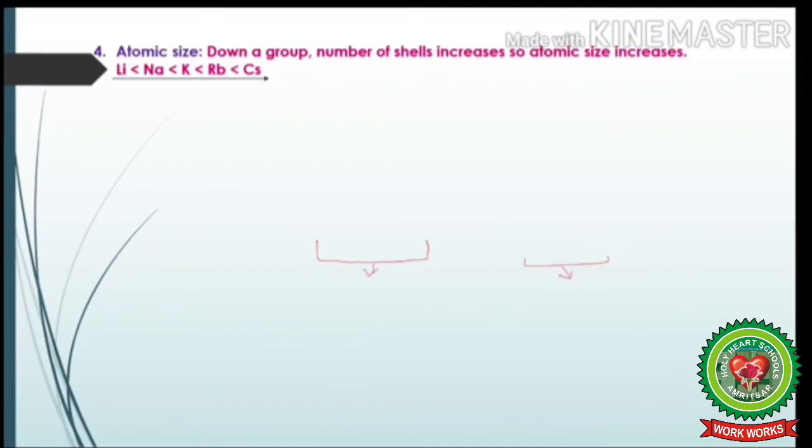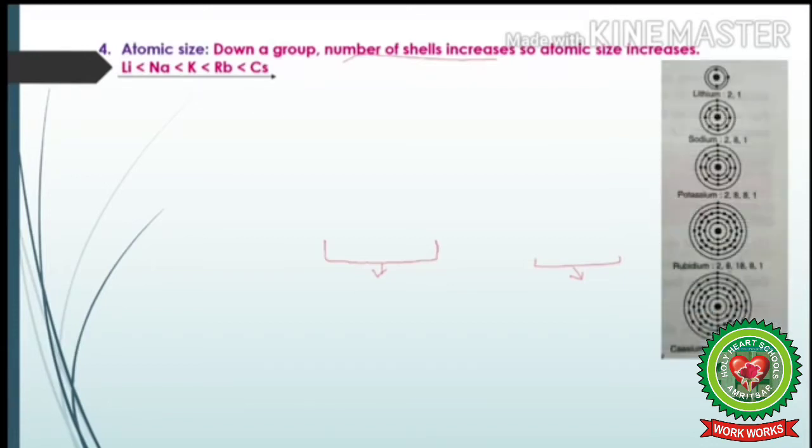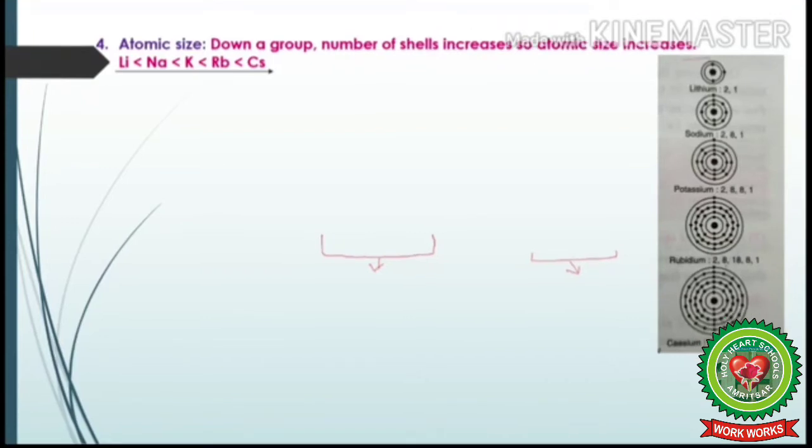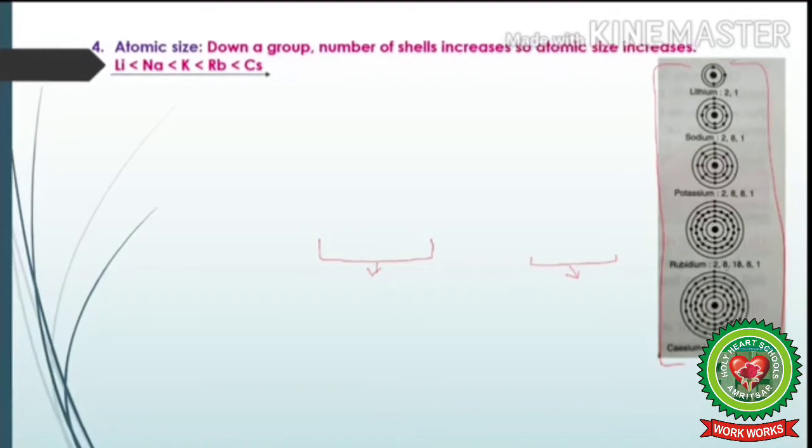Atomic size. The atomic size increases as we move down the group. Why? Because the number of shells increases. For example, the size of the lithium atom will be the smallest and the size of the cesium atom will be the largest, which is depicted clearly in this picture. You can see that the number of shells is increasing. Therefore, the number of electrons and protons is also increasing as we move down the group.